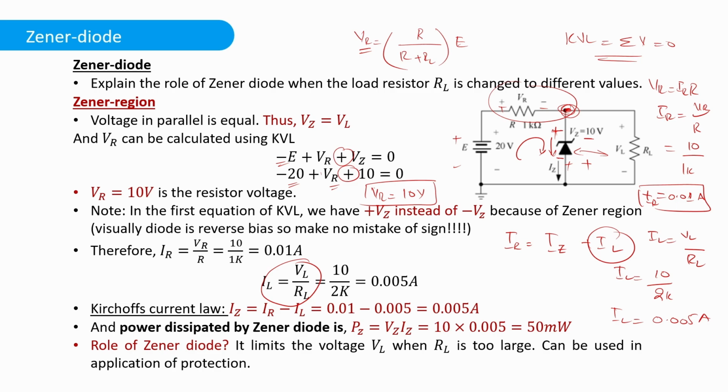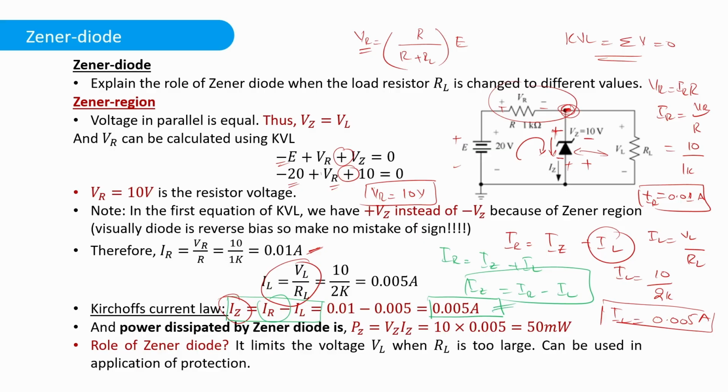By the way, I just realized that this is correct. This is 10, so this is correct. I thought this was 1 divided by 1 kilo. So we got this value of IL, and I also have the value of IR. So how am I going to calculate the value of IZ? It is really simple, using Kirchhoff's current law. We discussed earlier that any current entering the node is equal to the current leaving that node. So IZ becomes IR minus IL, and we can calculate IZ as 0.005 ampere.